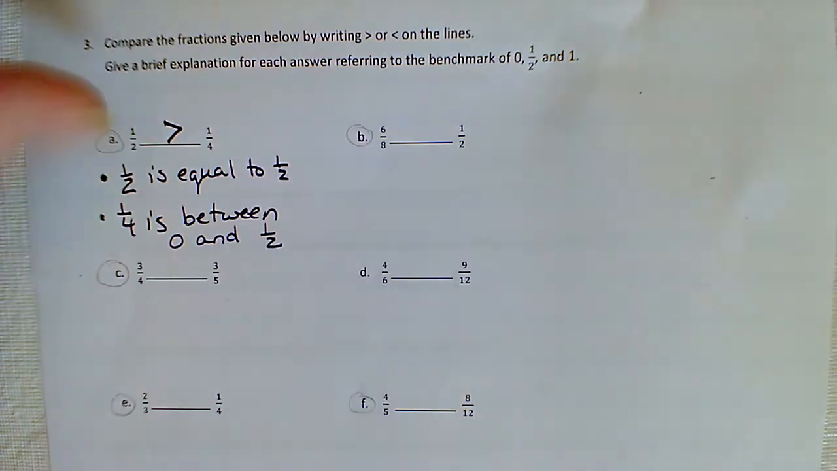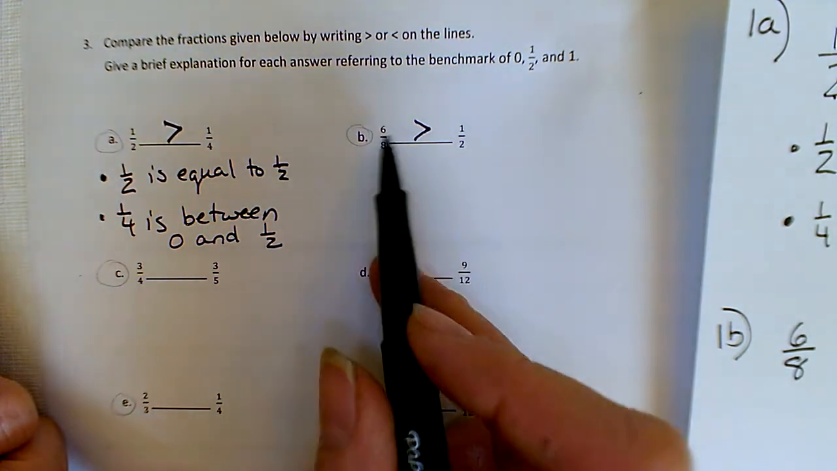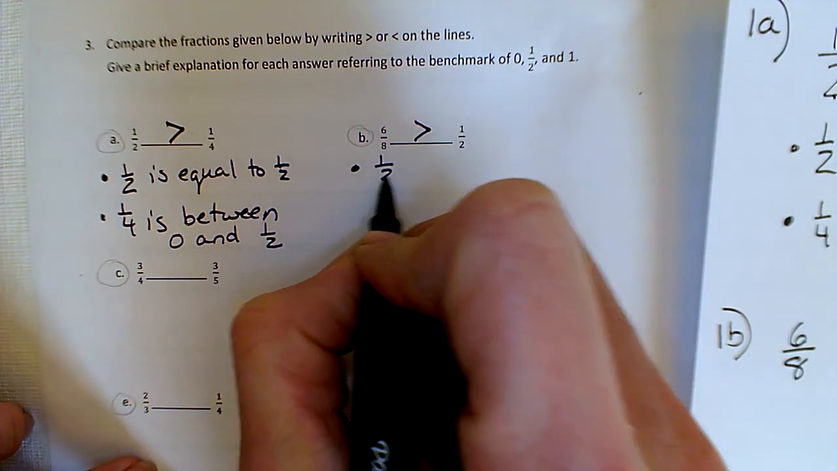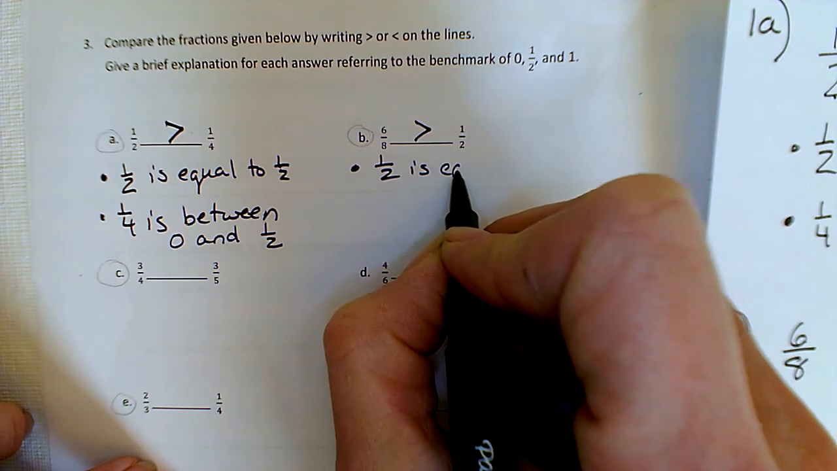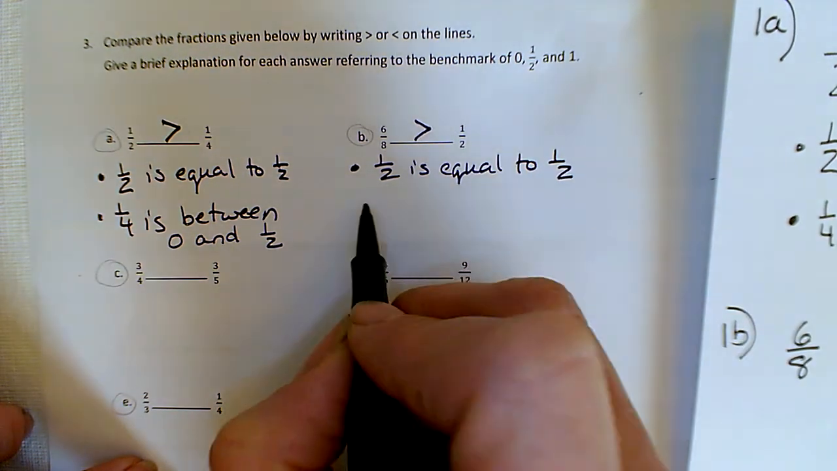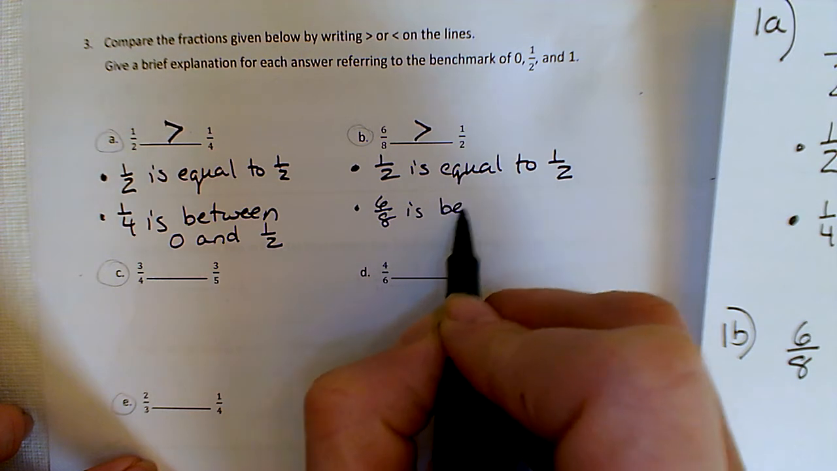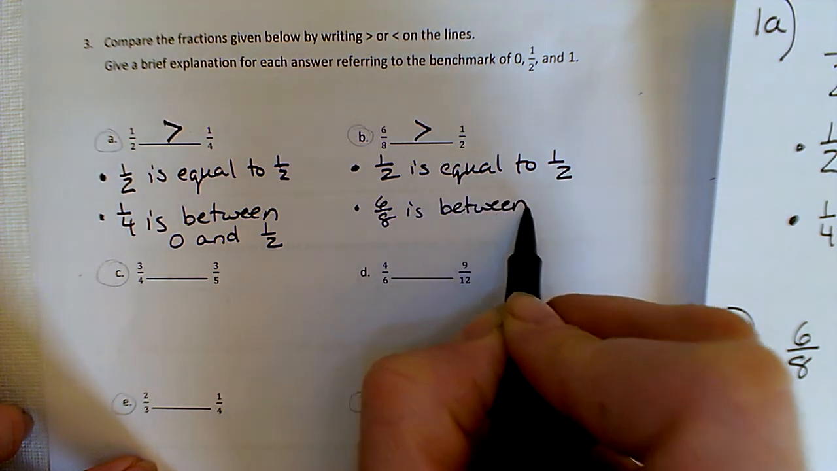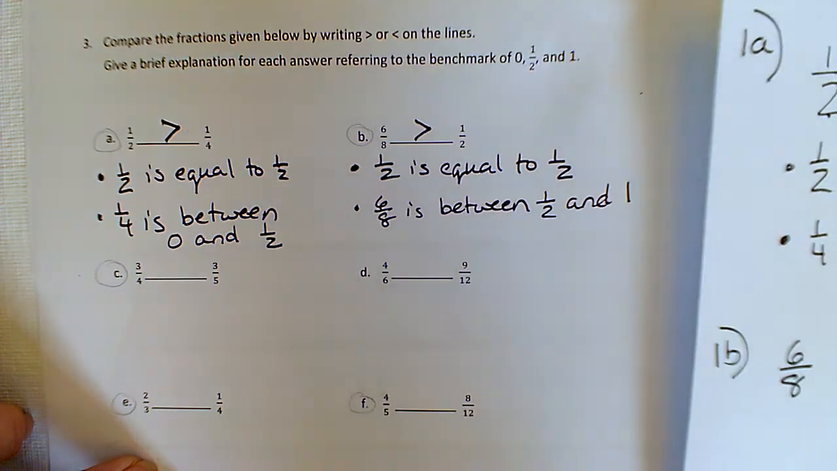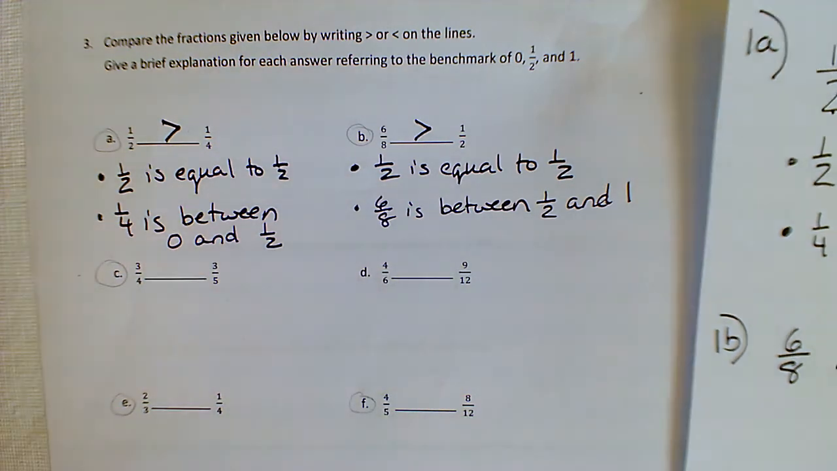And now let's go back to our problem set over here. So I'm going to say that 6/8 is bigger, so the alligator eats the bigger number. And the first thing I'm going to say is that 1/2 is equal to 1/2. And the other thing that I want to say is that 6/8 is between 1/2 and 1. Because that's where it fell. It fell between 1/2 and 1.